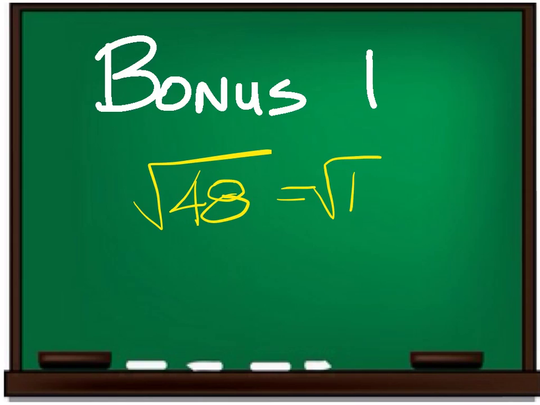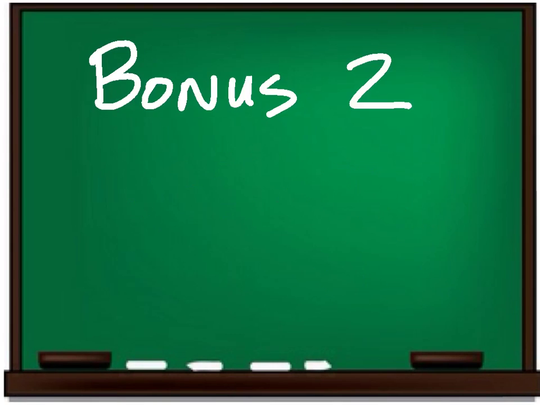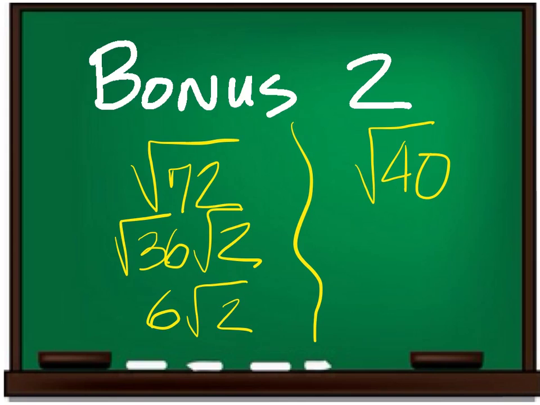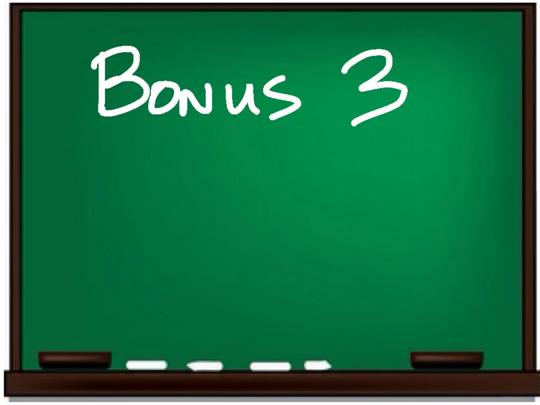This one is square root of 16, square root of 3, should be 4 square root 3. For bonus 2a, that should have been square root of 36, square root of 2, which is 6 square root of 2. And on the bonus 2b, it should be square root of 4, square root of 10. That's 2 square root of 10. Bonus 3.